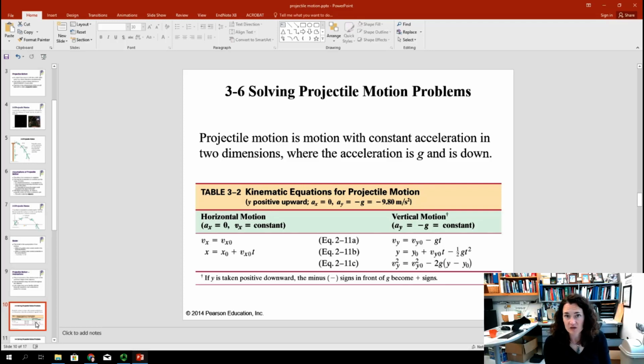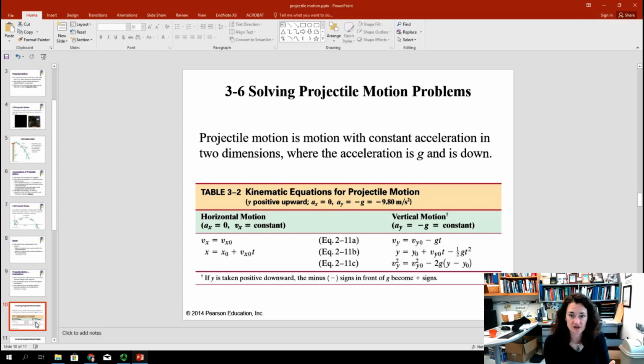G is 9.8 meters per second squared, and yet again t is time. So that explains the second equation that you can use. Finally, you can use an equation which eliminates time altogether from the y direction. That one says vy squared is equal to vy naught squared minus 2g times y minus y naught. Here the vy is the velocity at some later time t. Vy naught is the initial velocity.